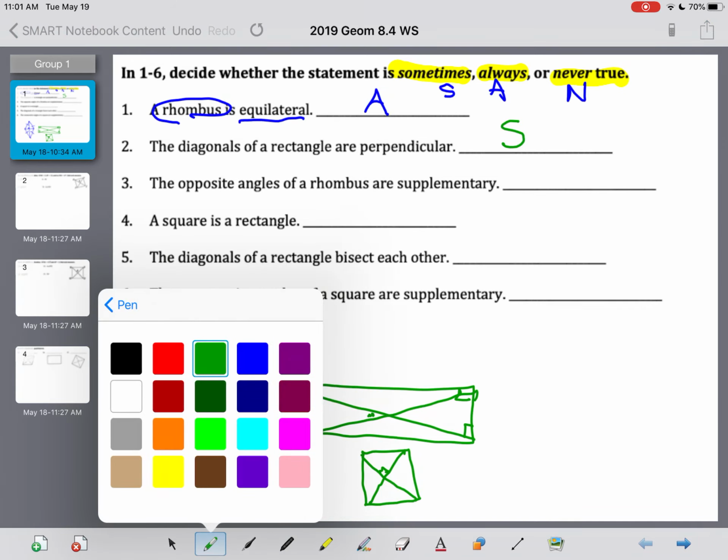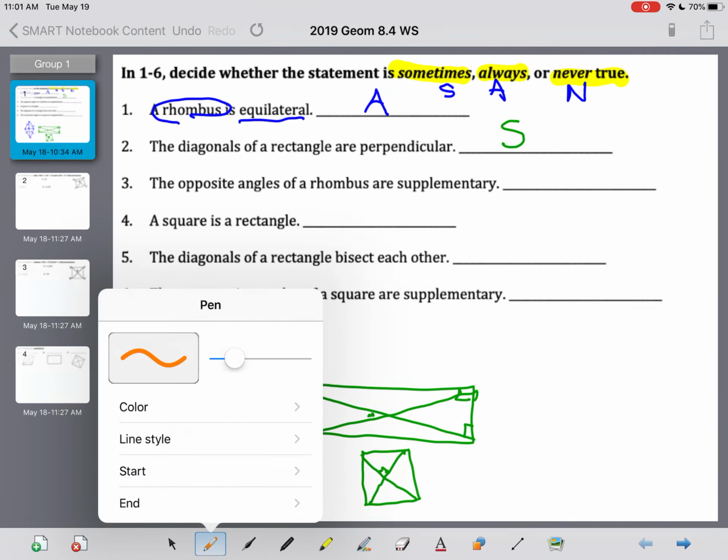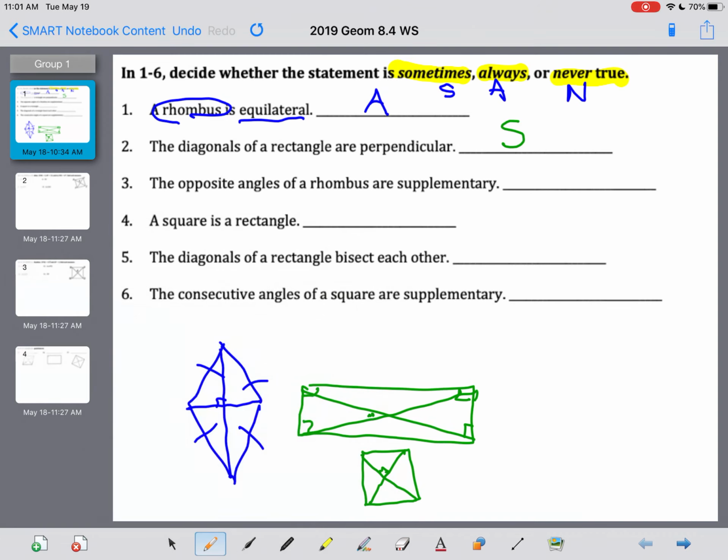Switching colors again. The opposite angles of a rhombus are supplementary. So if I look at this angle here and this angle here, remember that a rhombus is a parallelogram and this angle is congruent to that. So could they both be 90 degrees like this guy and this guy here? So 90 here, 90 here. So again, it's going to be sometimes.